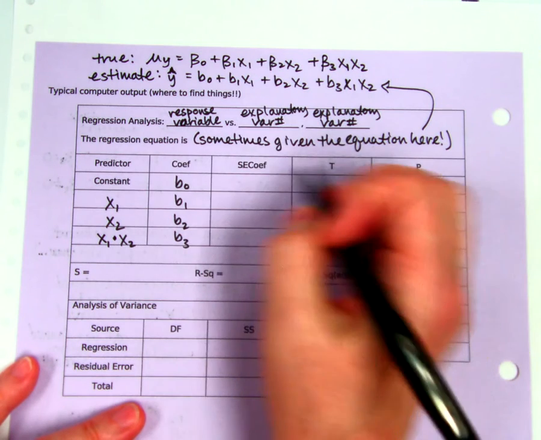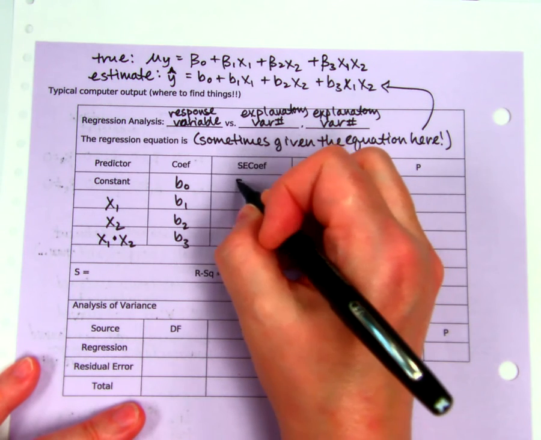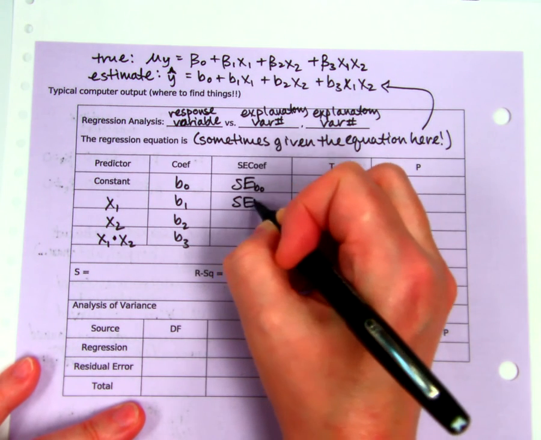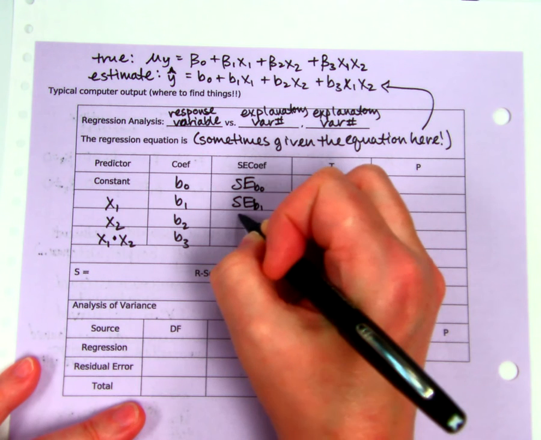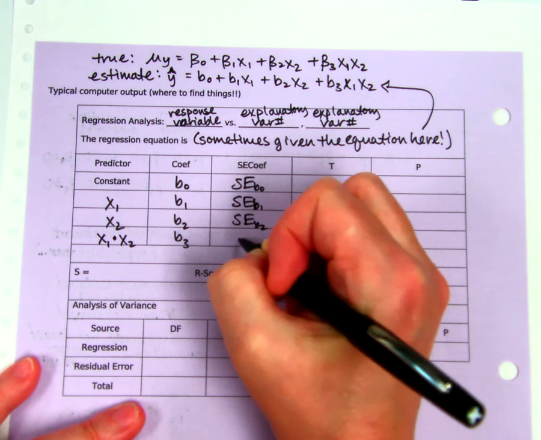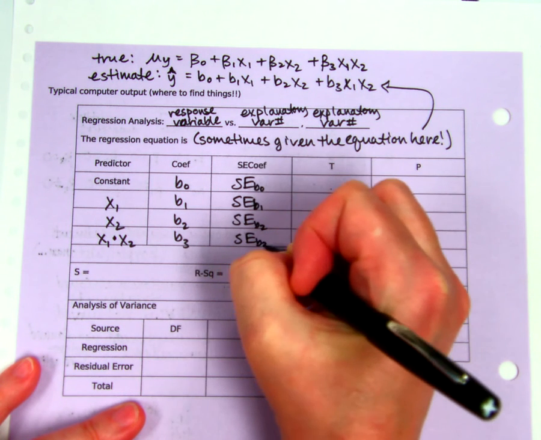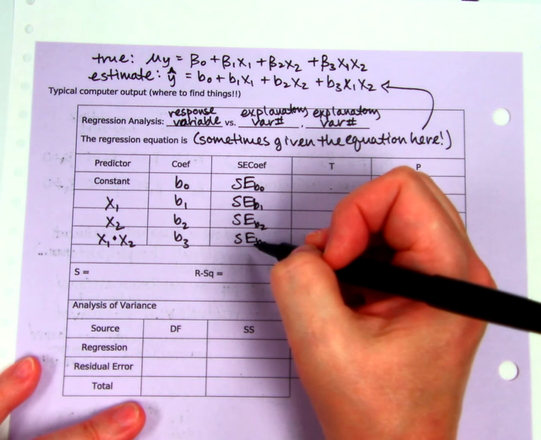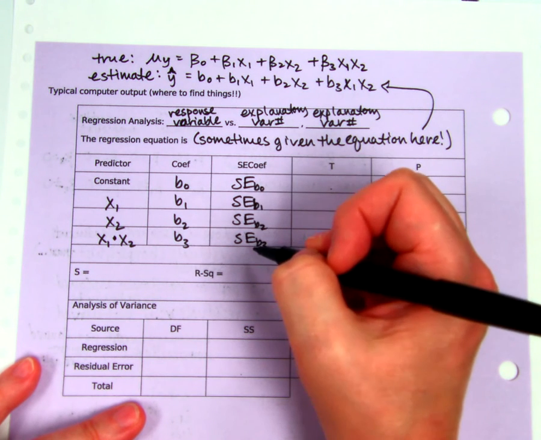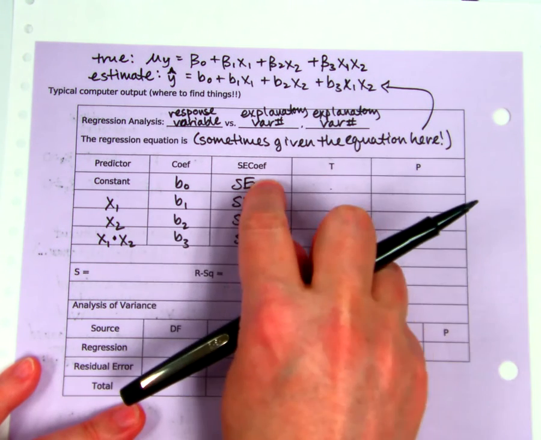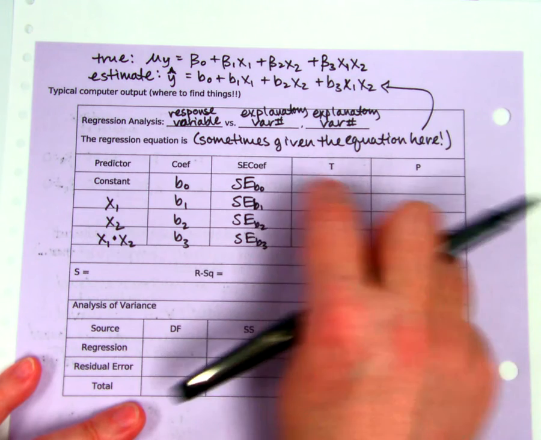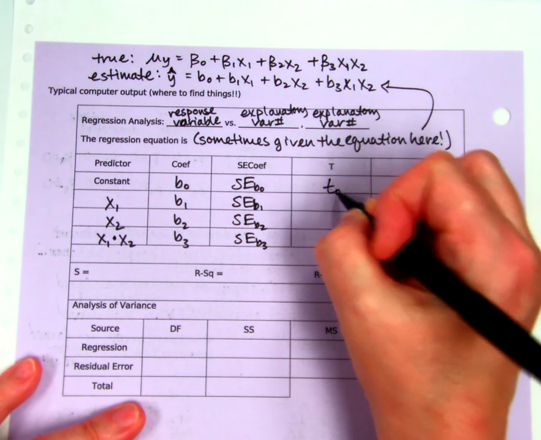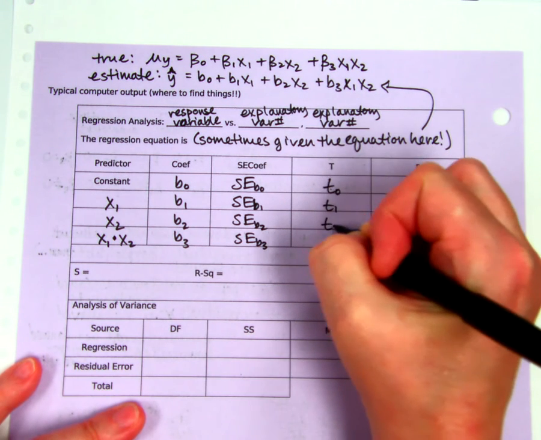SEs, they just go with the one right next to them. So this is SE B0, this is SE B1, this is SE B2, this is SE B3. Notice in this unit we haven't been using these for anything. If I made you do confidence intervals, you'd need it. Otherwise, you don't really need it. But B divided by SE B is T, so that's where the T values come from. I'm not going to make you calculate them. I'm just going to say this is T0, T1, T2, and T3.